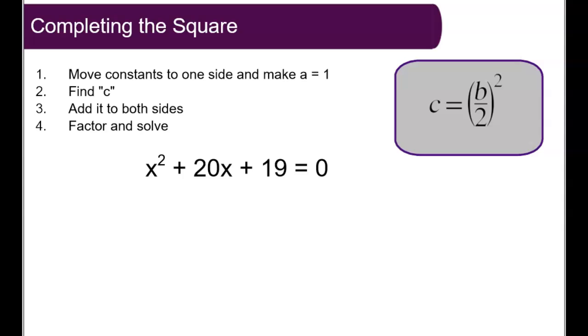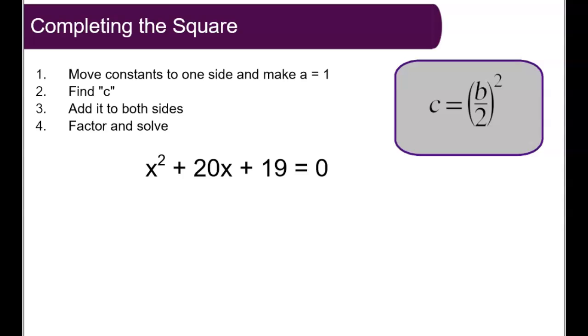In this video, we'll see how to use completing the square to solve quadratic equations. So when we complete the square, we want to move constants to one side of the equal sign and make a equal to 1. Then we want to find out what c is. C is the number that's going to help us complete the square on the side with the variables. And we'll add it to both sides. And then we can factor and solve.